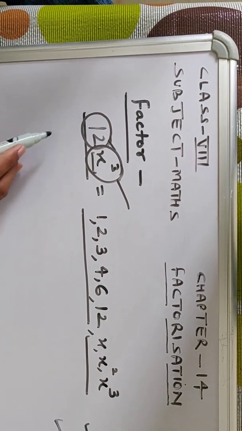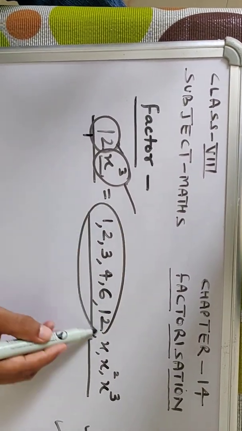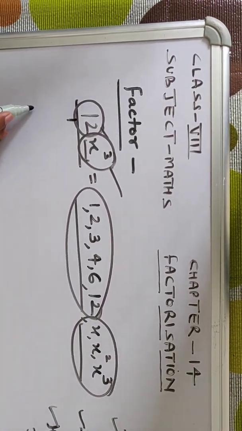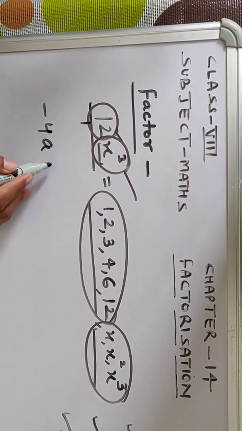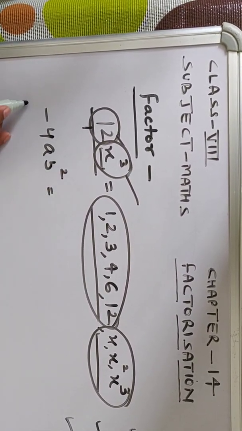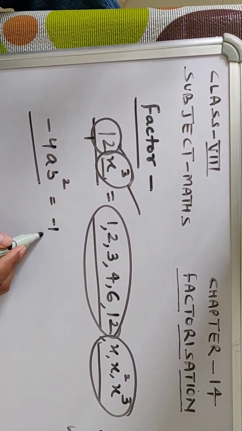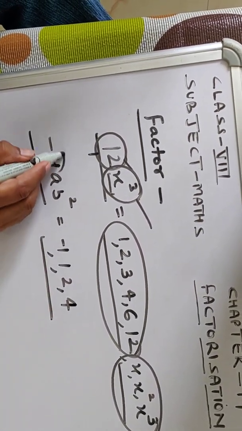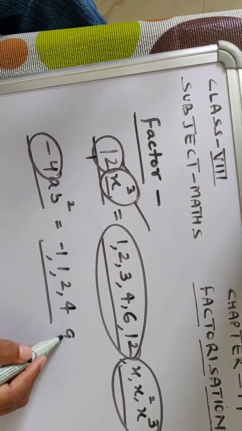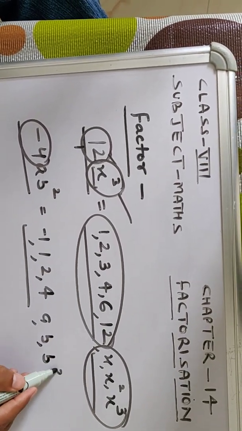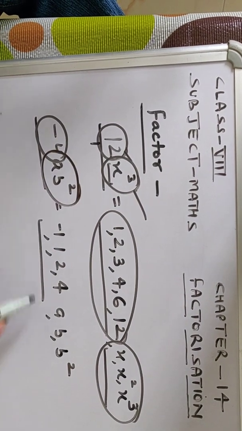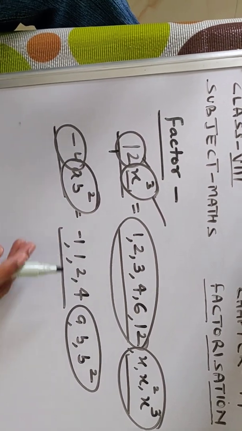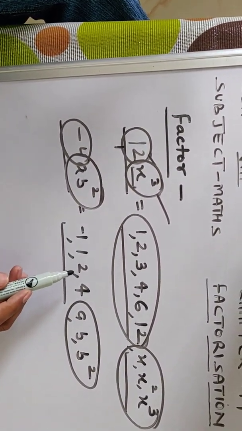So you can find the factors of the number, these are called the numerical factors, and these are the variable factors. Suppose one more example, minus 4ab square. What are the factors of this number? Minus 1, 1, 2 and 4 are the factors of minus 4, and a, b and b square are the factors of ab square, that is the variable part of this expression. So we can find the factors of any number or expression.